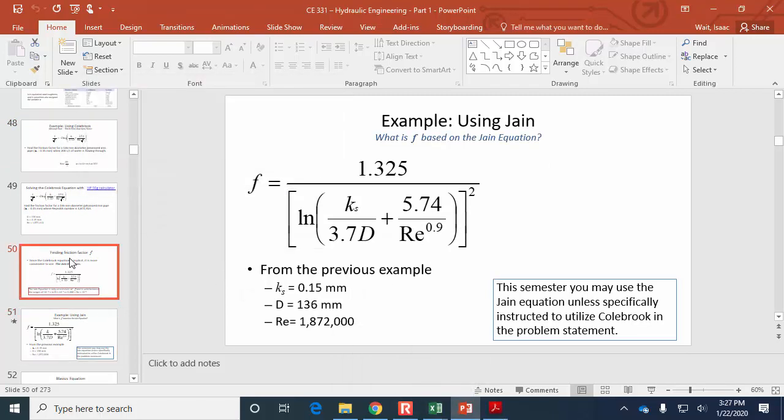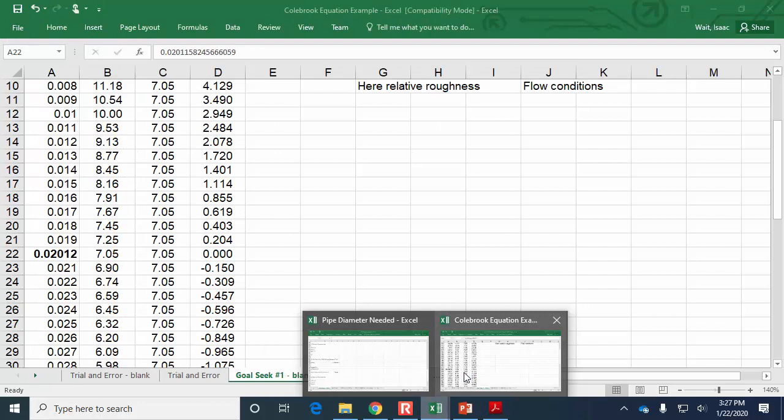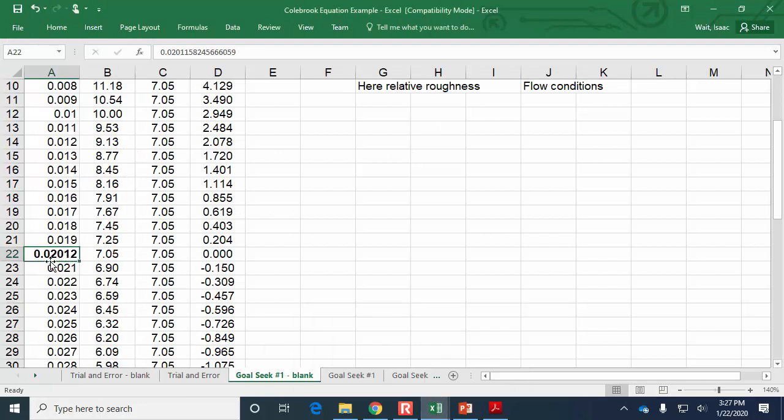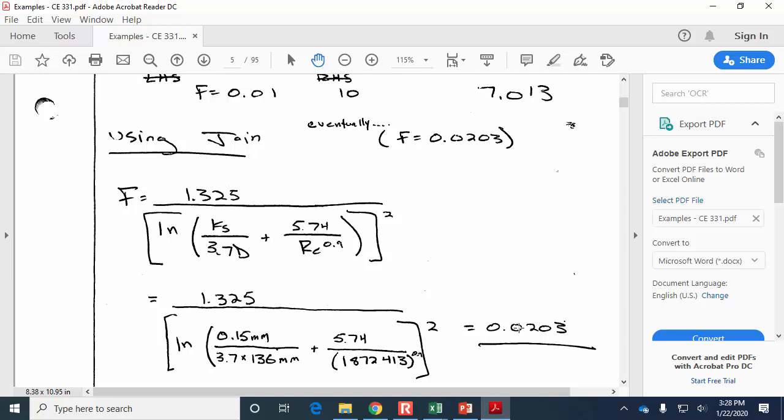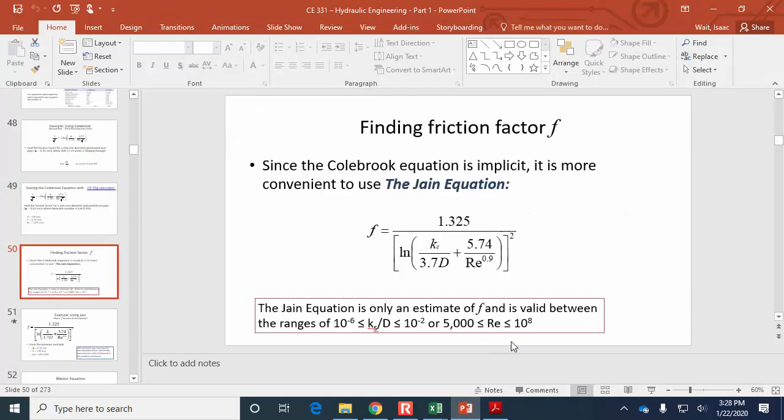Okay, so Colebrook told us that in these conditions our friction factor should be 0.0201, and then the Jain equation said 0.0203. So that's awfully close. Very good agreement between the Jain equation and the Colebrook in the middle of the range like we are. If you're closer to the upper or lower limit of the Reynolds number, then it doesn't agree as tightly as it does here.